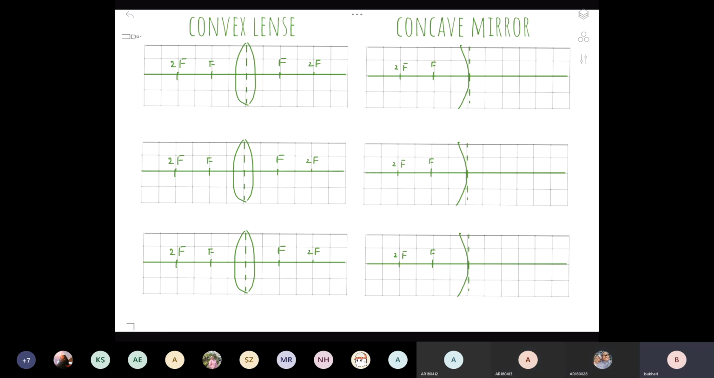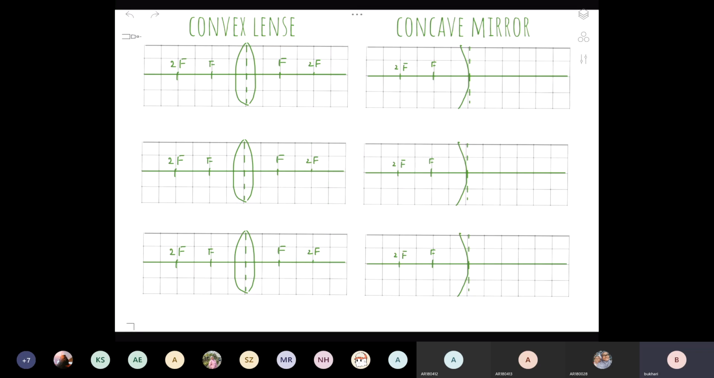Now we are going to apply the 3 rules we have learned in 6 situations. Last week we have learned that parallel light comes from a distant object, or the object is very far away. Remember, light will be parallel if the object is very, very far away. So what we do is we apply the rules.